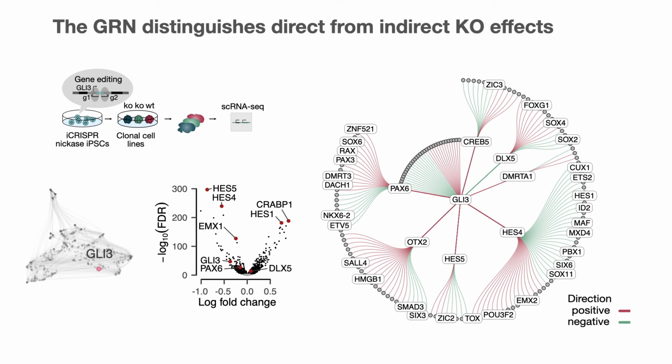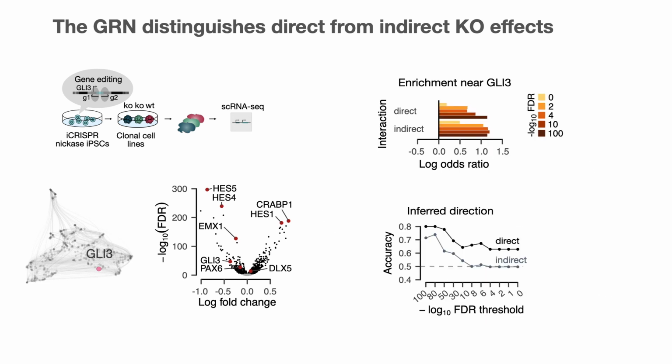We can also use the results from this knockout experiment to validate our gene regulatory network. Here we can see that the DE genes also globally are actually highly enriched among the direct and the indirect targets of GLI3. And that also the direction of the DE, at least for the direct targets and the most highly differentially expressed genes, is actually fairly well captured by our gene regulatory network.